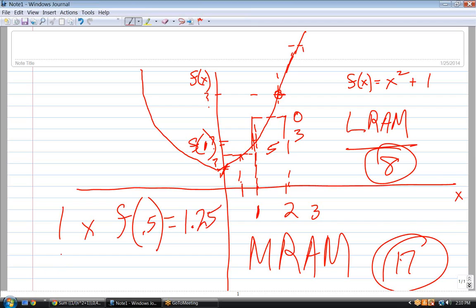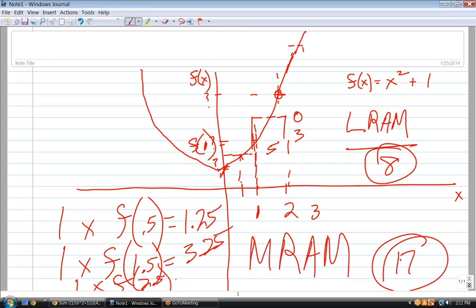And the second rectangle would have an area of 1.5 squared, 2.25, that's 3.25. And the third rectangle would be f of 2.5, which is 6.25, 7.25.